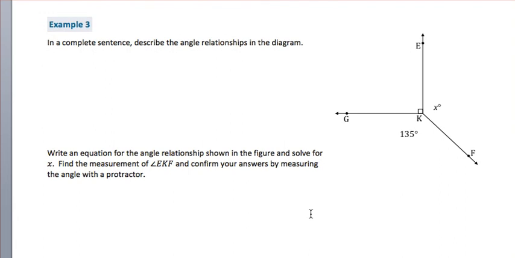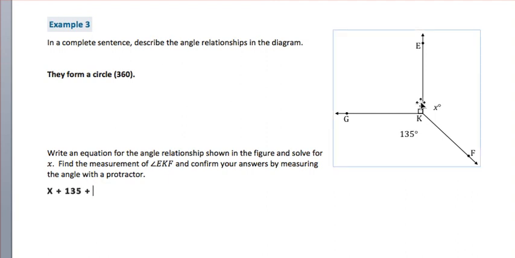Example 3, the angle relationships in this diagram do add up to 360. They are circular, which is 360 degrees. So our equation then would be x plus 135 plus 90 degrees, and we know that because of the marking inside the right angle, equals 360 degrees.